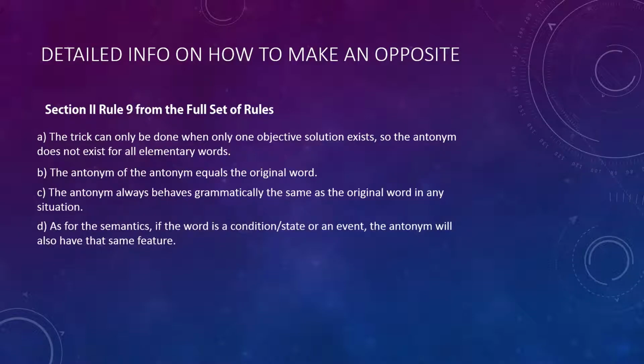Okay, D. As for the semantics, if the word is a condition slash state or an event, the antonym will also have that same feature. Well, an example of this would be, what's the opposite of life? And most people would say death. Well, this is not precisely true, because life is a condition, it's a state. So it's not unlike events, right? Because there are states and there are events.